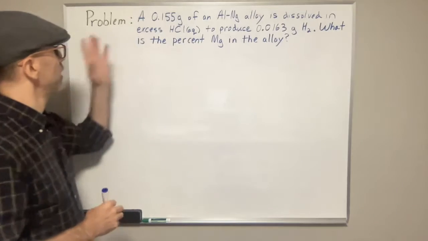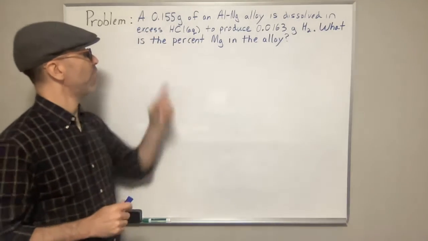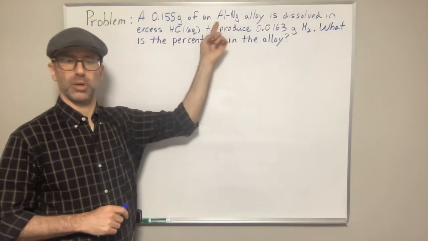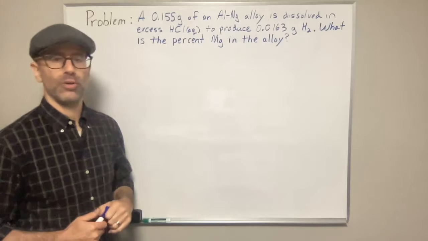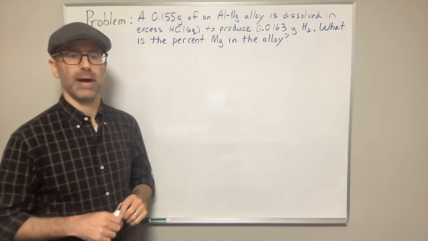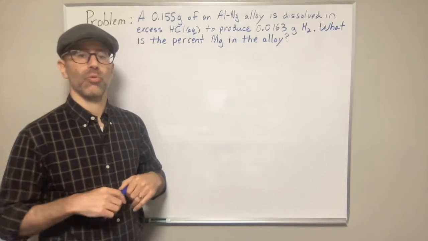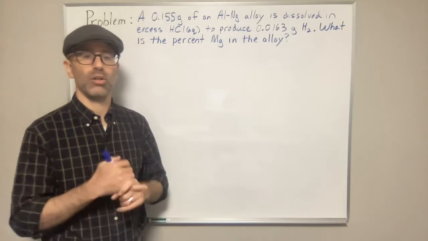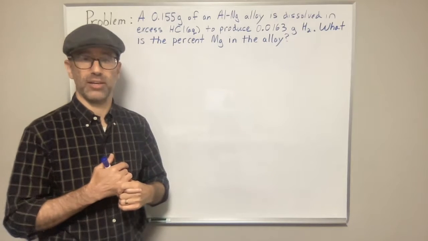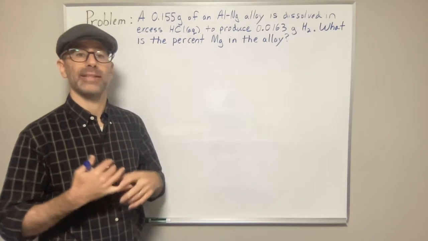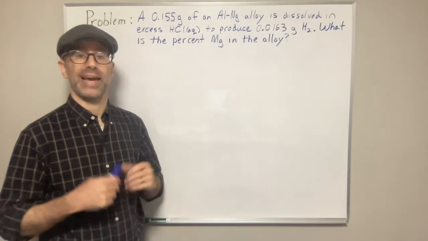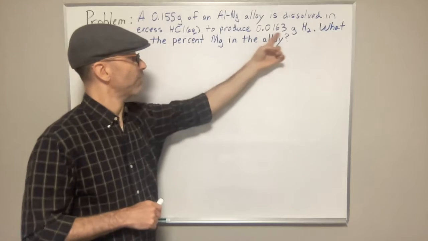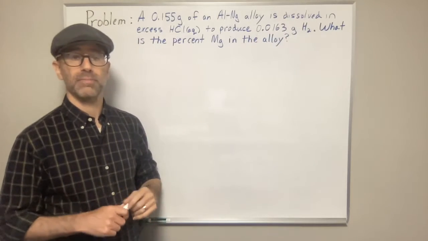So here we have 0.155 grams of an alloy with aluminum and magnesium in the alloy. And we're told that it's dissolved in an excess amount of HCl. So what that means is that we have enough HCl such that all of the aluminum and all of the magnesium in the alloy dissolves and produces H2. So we're given the amount of H2 produced from this reaction.